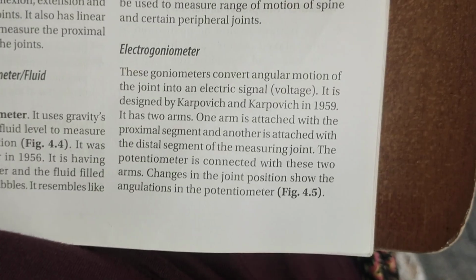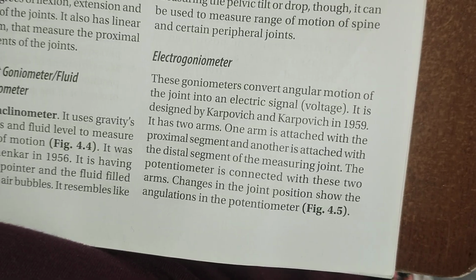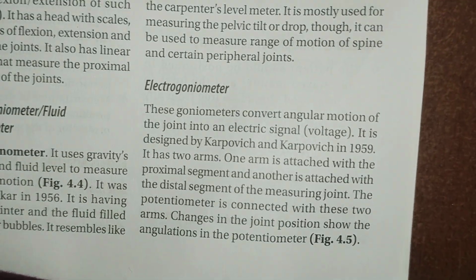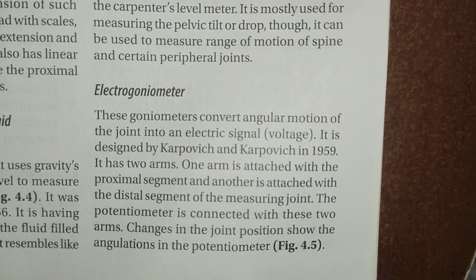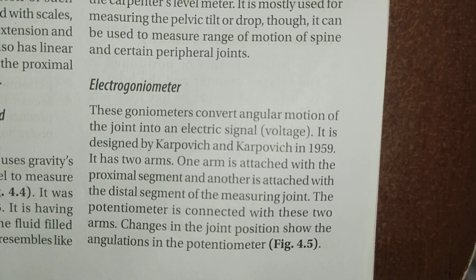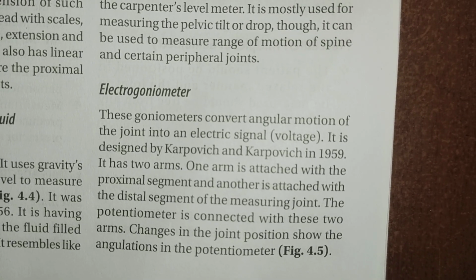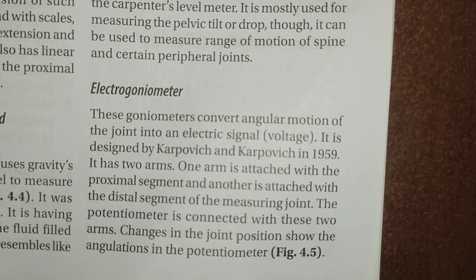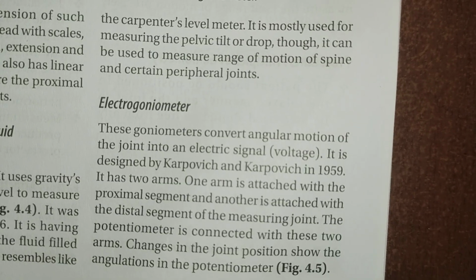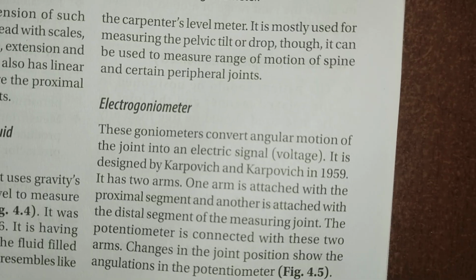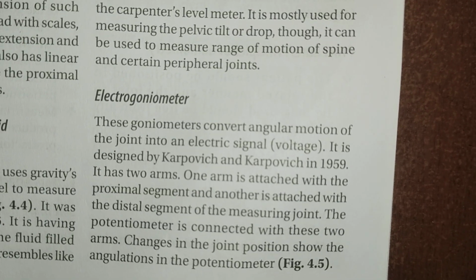And the next we move on to the fifth one, the electrogoniometer. What is an electrogoniometer? These goniometers convert angular motion of the joint into an electrical signal. It converts angular motion, the normal motion of the joint, into an electrical signal like a voltage. It was invented by Karpovich.